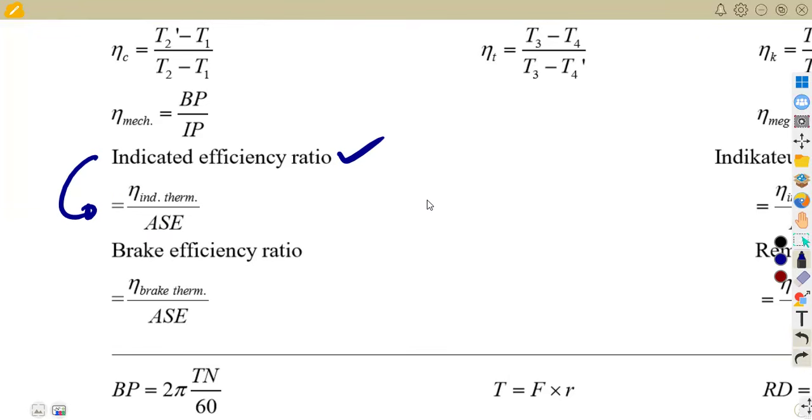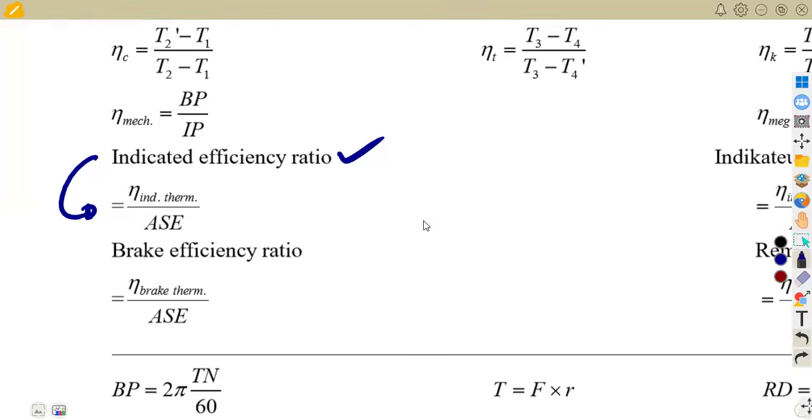So meaning to say, with this information that we have, we can calculate that indicated thermal efficiency, because that is what we are supposed to calculate. The indicated thermal efficiency is the one that we are supposed to have. So from our air standard efficiency and the indicated efficiency ratio, remember I talked about this.